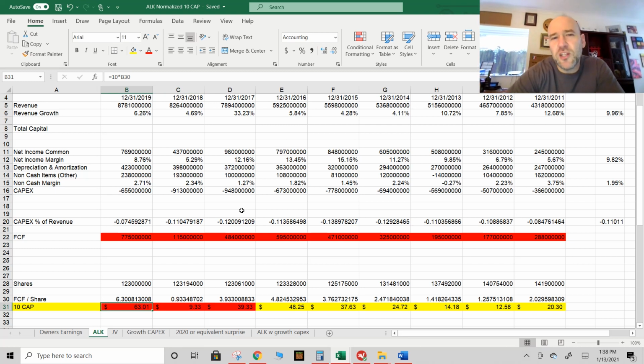So this kind of gets back to what I was talking about with, capex will change every year, and you want to make sure that you use a sustainable value. And net income will change every year, and so will non-cash charges.